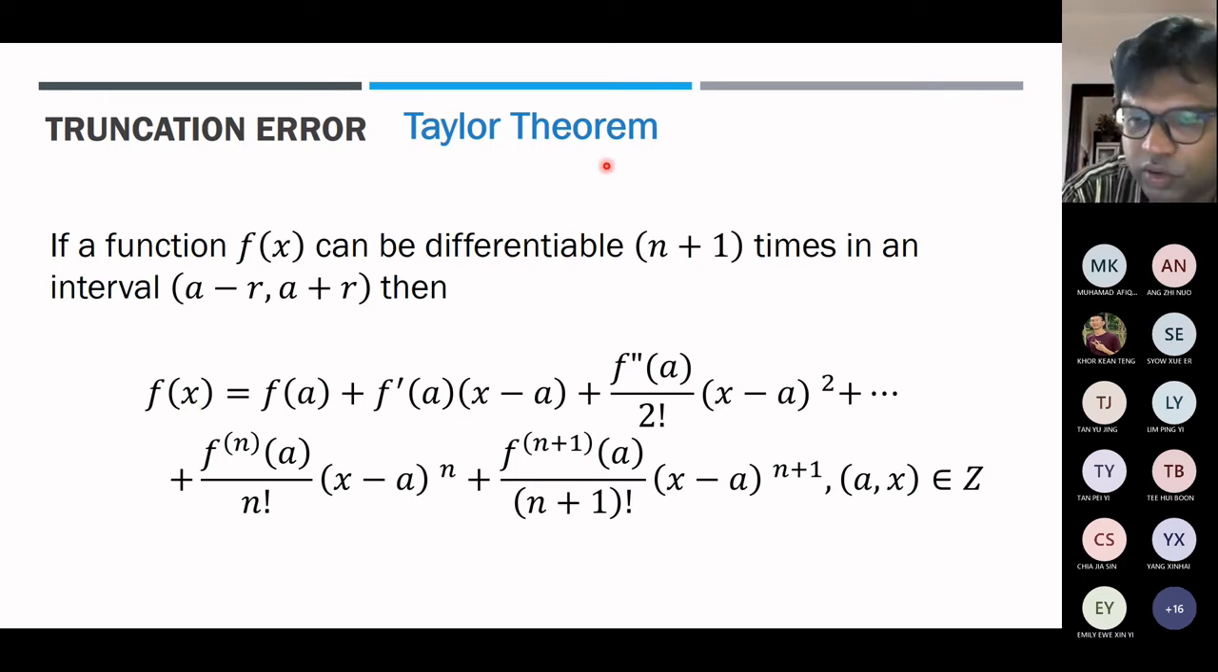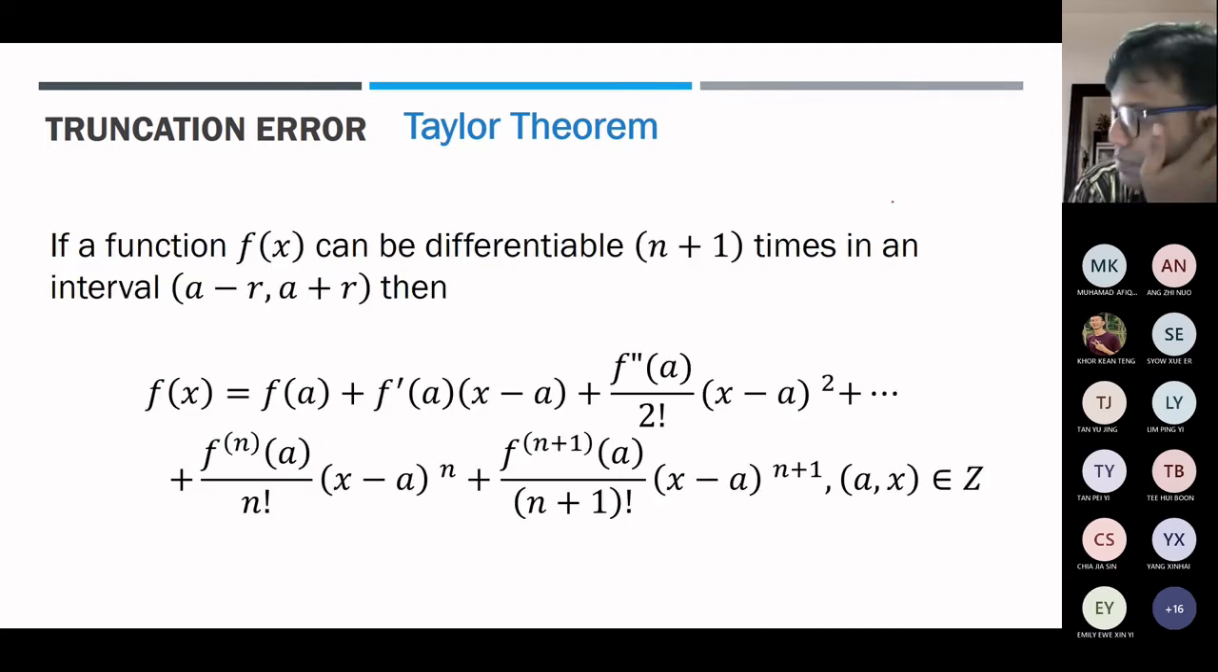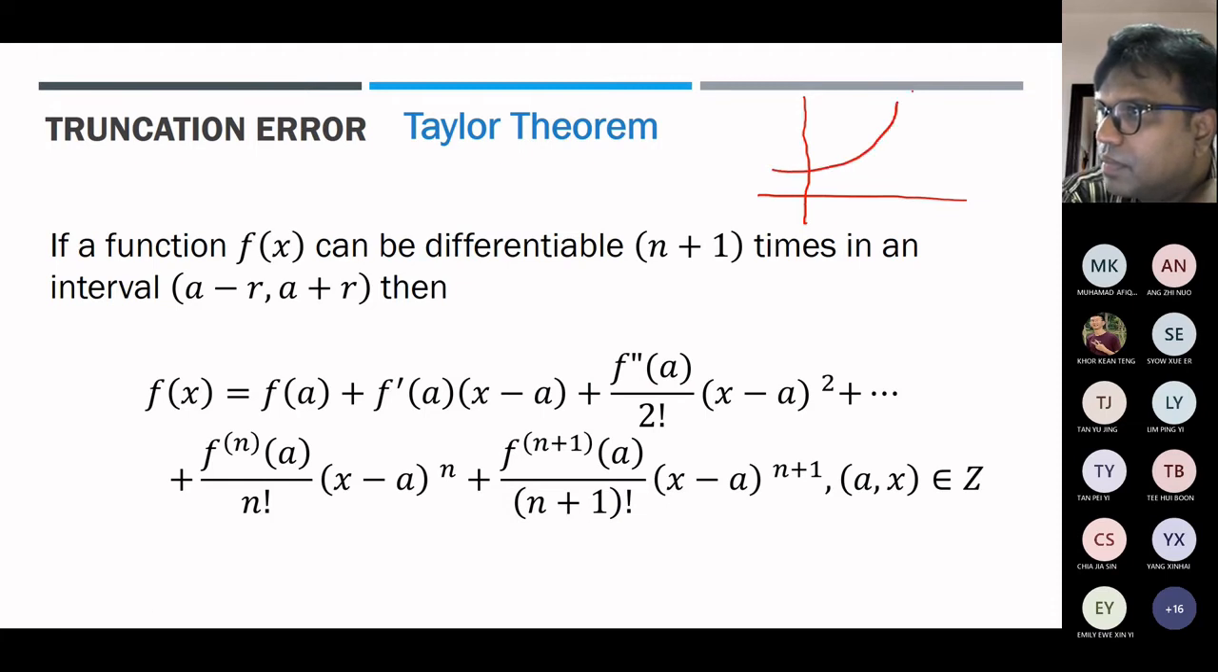Say this is your graph. Just assume that is your graph, and this is your f(x) function. This is your original function f(x). If it is f(a), that's going to be a straight line for any point here, if we only consider the first term.